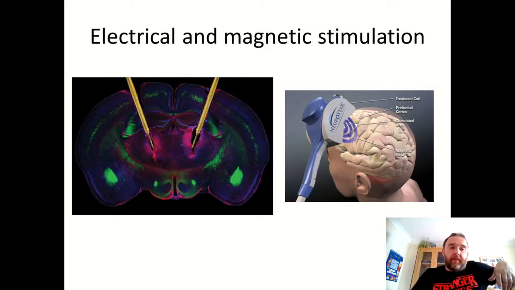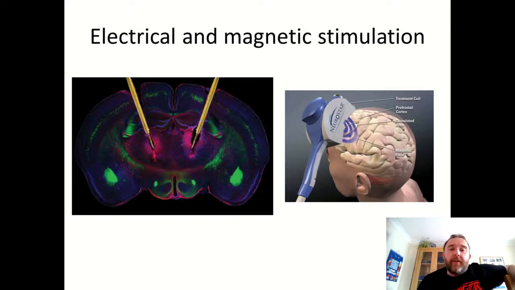Now, what else can we do? Well, as I alluded to earlier, you can stimulate parts of the brain. So here is a cross-section of rat brain, and you can put electrodes into the rat brain and stimulate and see the effect on behavior, as we've talked about. But of course, that's not very ethical in humans.